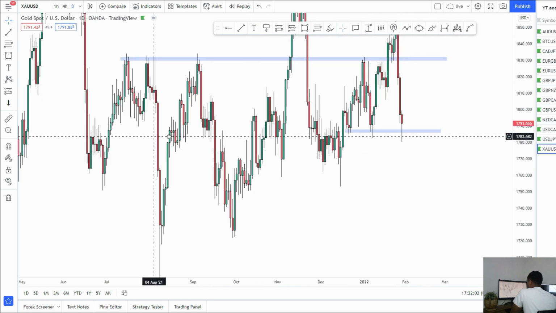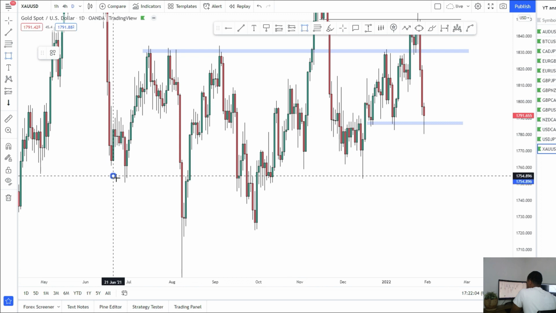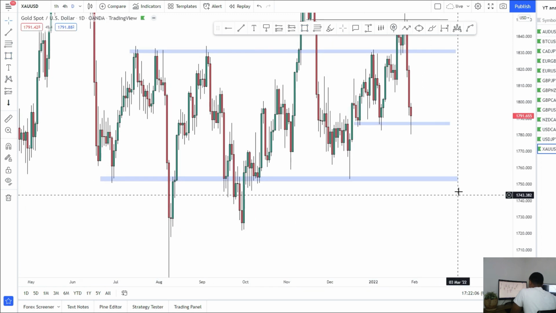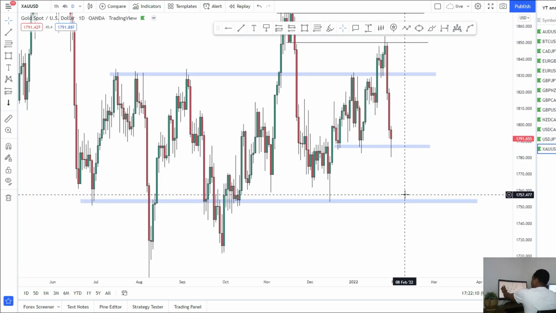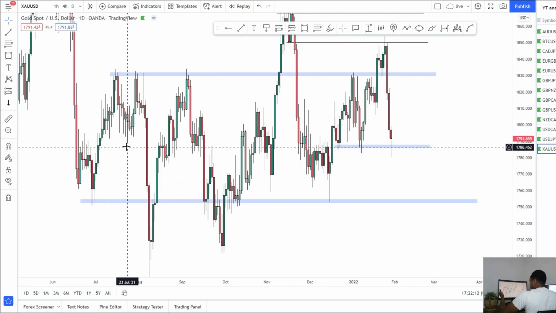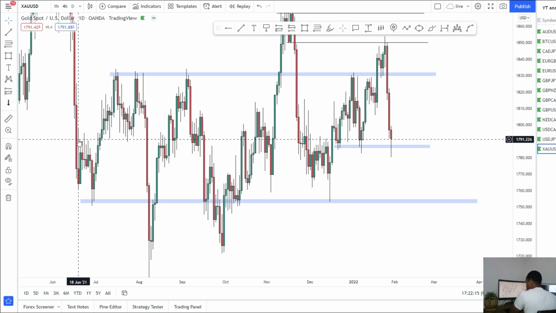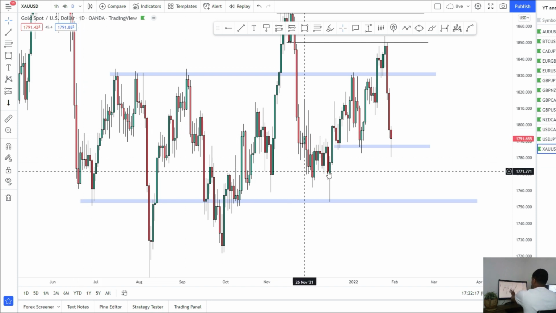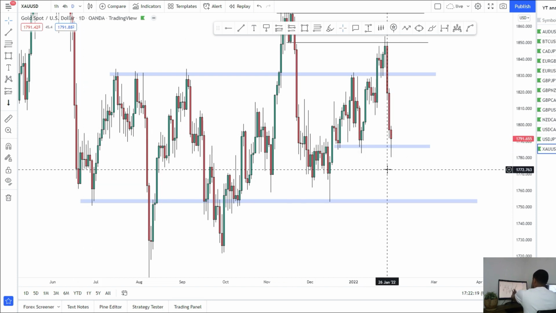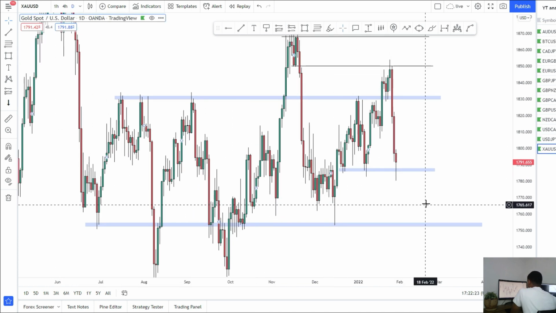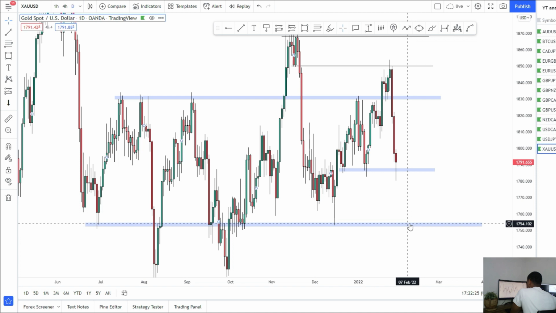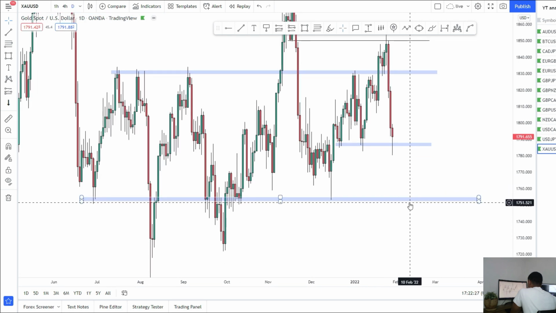Either way, I'm expecting that to break and for gold to come back into this area here, 1850 or slightly above 1850, because gold essentially has been moving sideways for quite some time now. Since last year June, we haven't really gone anywhere for gold. We're still trading sideways from that price action. So I'm looking at price coming back into the lows of the range around 1750.